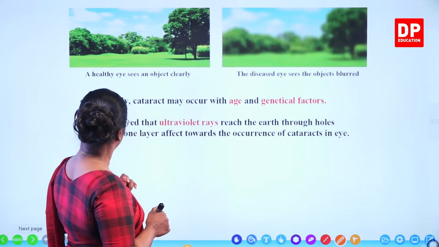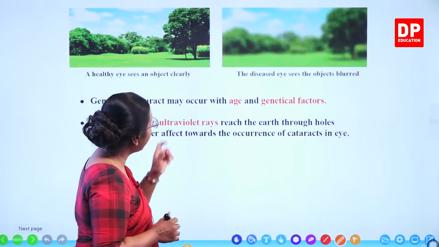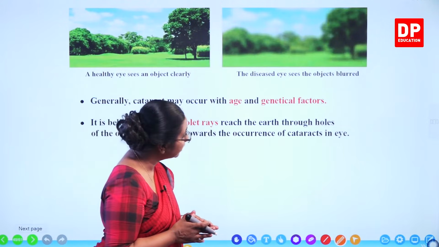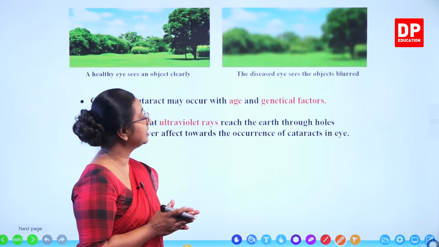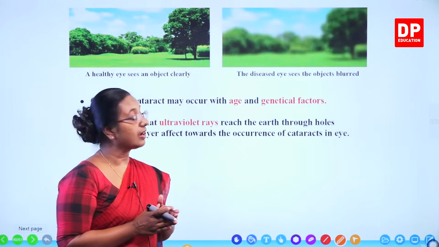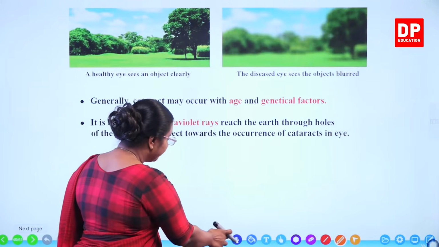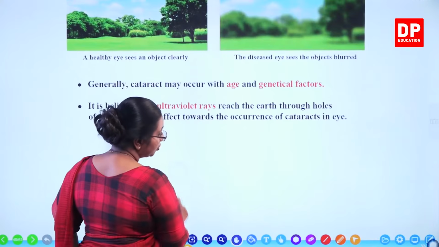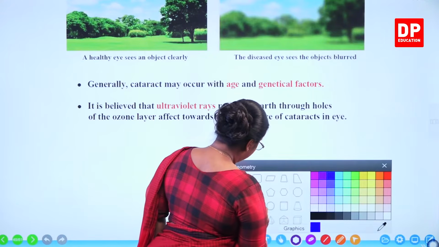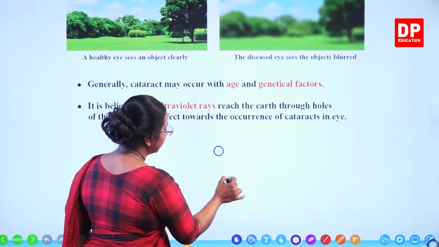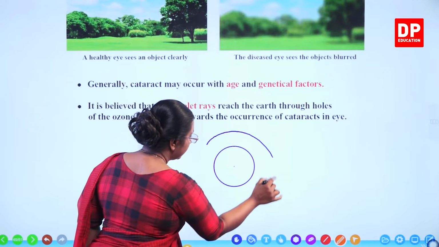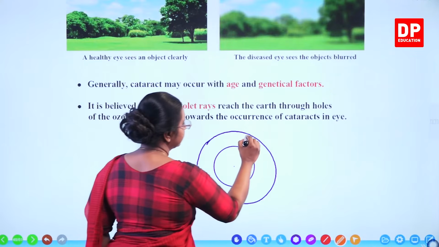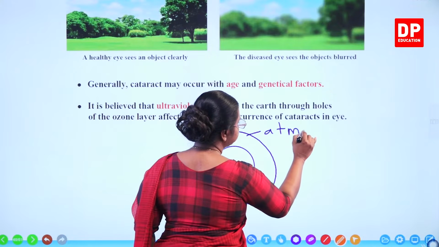Then there is another one. It is believed that ultraviolet rays reaching the earth through the holes of the ozone layer contribute to the occurrence of cataract in the eye. Now, if we think about this ozone layer, you all know we have the earth here. Around the earth, there is the atmosphere. This is the atmosphere.